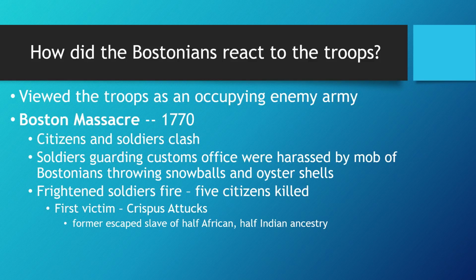The first victim was a black man named Crispus Attucks. Attucks was an escaped slave of half African and half Indian ancestry who worked as a sailor in Boston. Many consider him to be the first casualty lost in America's war for independence. I've always found it ironic that he was a member of 2 racial groups that have been the most discriminated against in our nation's history.